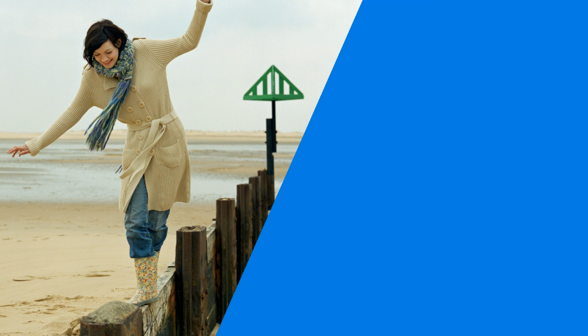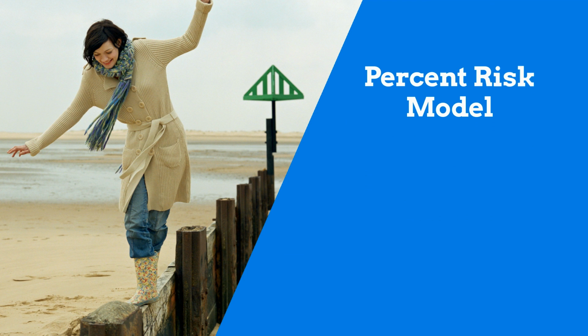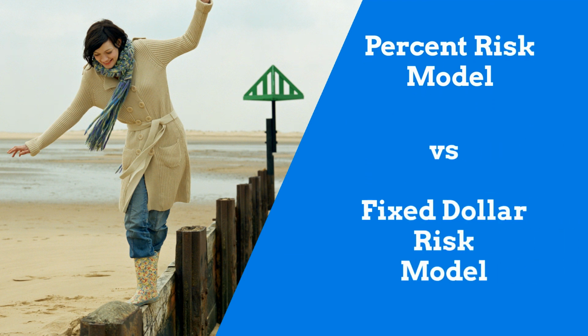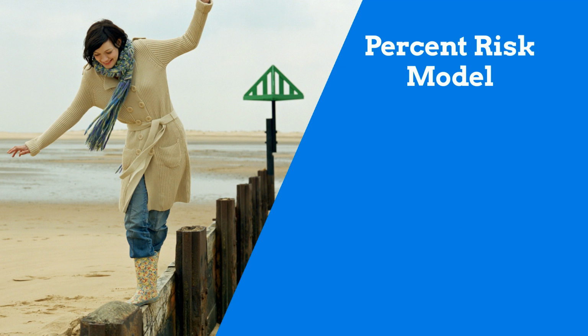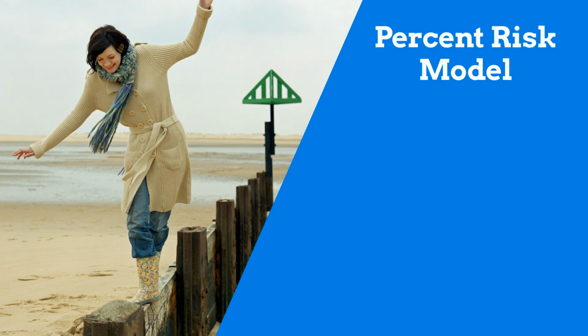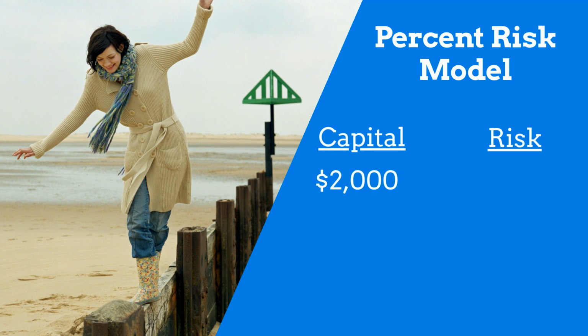So there are two popular models when it comes to trading the markets: the percent risk model and the fixed dollar risk model. The percent risk model is a risk model whereby the trader risks a certain percentage of their account size for any given trade. For example, a trader may decide that they are not willing to lose more than 2% of their account size in any given trade. So if their account size is $2,000 and they are risking 2%, 2% of $2,000 would be $40.